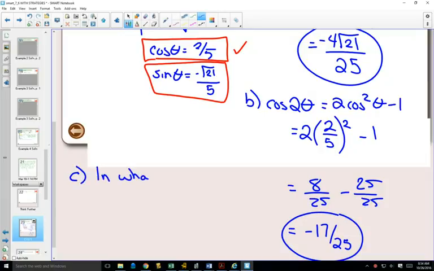What are you going to add as part C? We know that theta is in quadrant 4. In what quadrant is 2 theta? Who really cares, right?